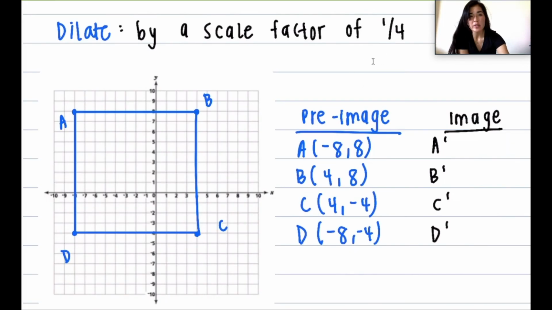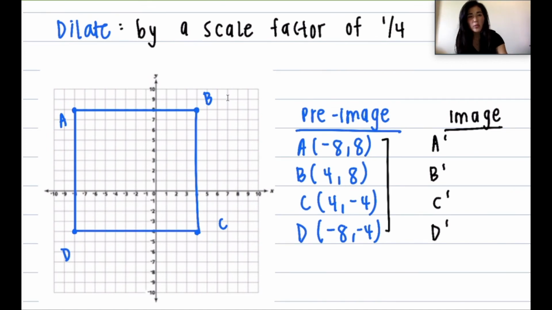All right, guys, so this will be our final example. We're going to dilate this image, this large rectangle, by a scale factor of 1/4. So then what that means here is we're going to take our points and multiply everything by that 1/4 here. So remember, everything is being multiplied by 1/4. And so what happens is both the x and the y, though.